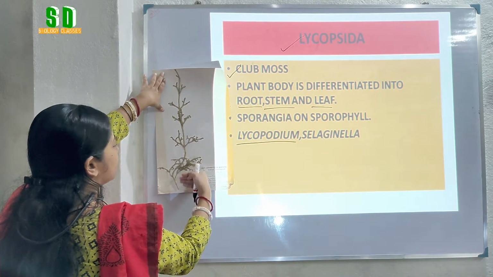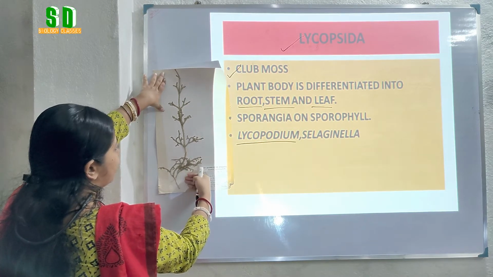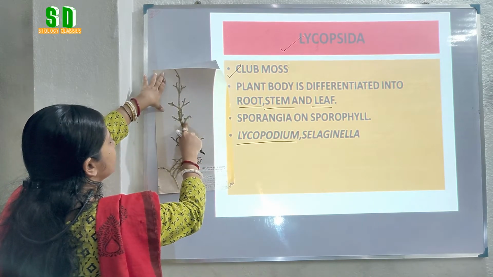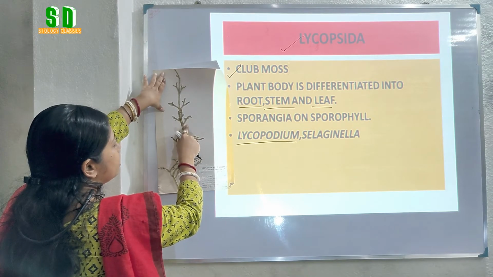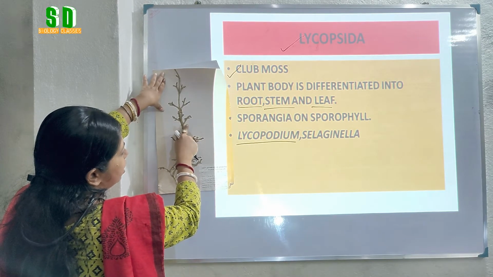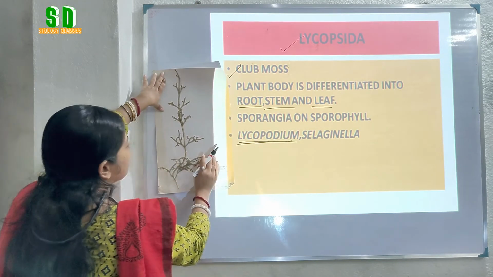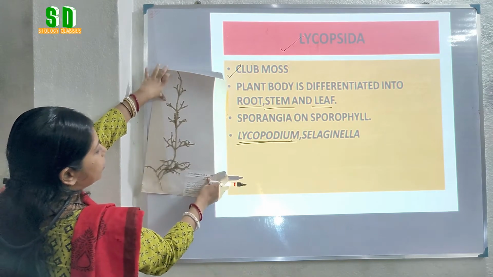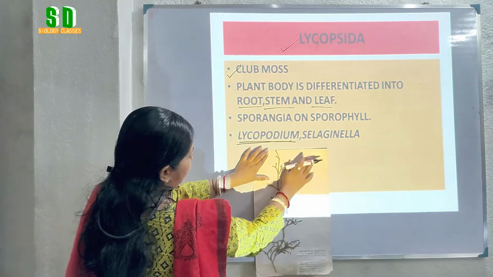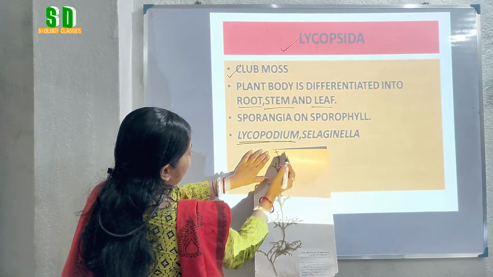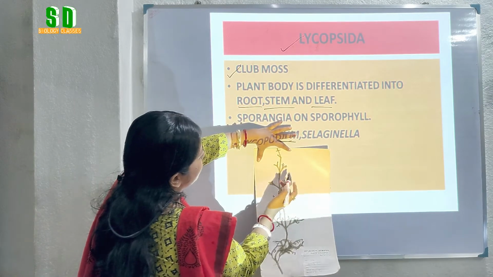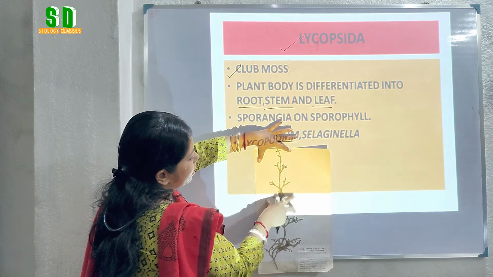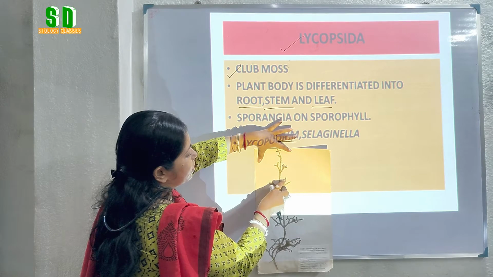Here the root-like structure is under the ground, and this is the long stem, and the leaves are very small. That means they belong to the microphyllous type of pteridophyta. They are examples of the microphyllous type of pteridophyta. So you can see especially at the tip portion that the leaves are comparatively condensed.